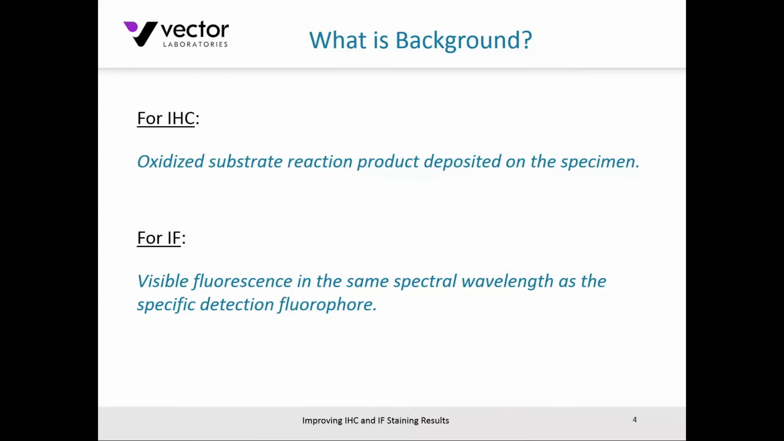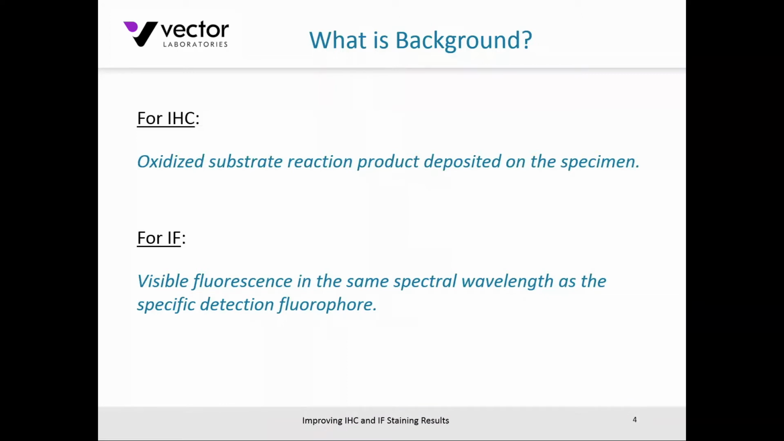So just to clarify a little bit for investigators that might be new to the field and are listening in, what is it I'm referring to about background in IHC or immunohistochemistry? It's the oxidized substrate reaction product that's precipitated out or deposited on that particular specimen, whether it be a section, for example, or cell prep. And the example would be, say, a brown DAB staining, diaminobenzidine staining. For immunofluorescence, it would be a visible interfering fluorescence in the same spectral wavelength as the specific detection fluorophore.